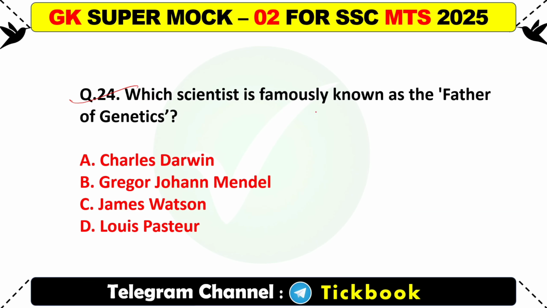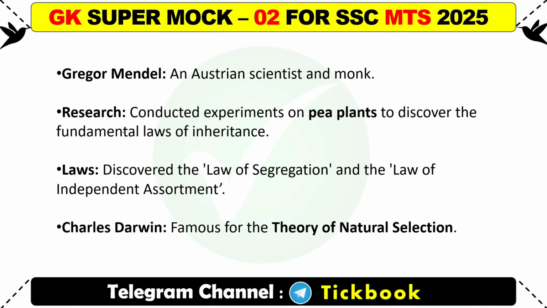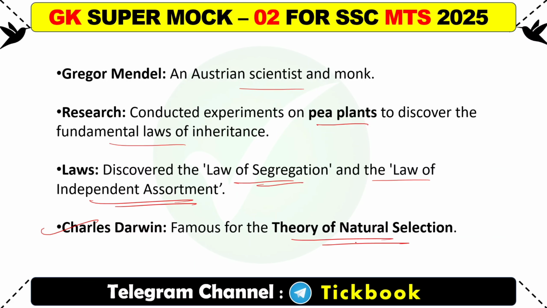24. Which scientist is famously known as the father of genetics? Option B, Gregor Johann Mendel. An Austrian scientist and monk, he conducted experiments on pea plants to discover the fundamental laws of inheritance. He discovered the law of segregation and the law of independent assortment. Charles Darwin is famous for the theory of natural selection.